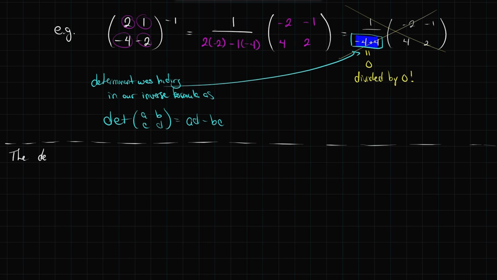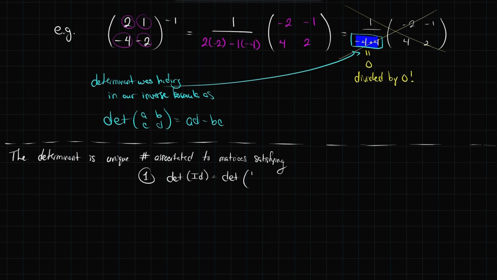The determinant is, and I'm going to introduce it in kind of the formal definition sense that we don't really need to pay too much attention to, but we'll define it this way first. It's the unique number associated to matrices satisfying three properties. Number one, the determinant of the identity matrix, so that's this matrix with ones and zeros in any number of dimensions, is 1.